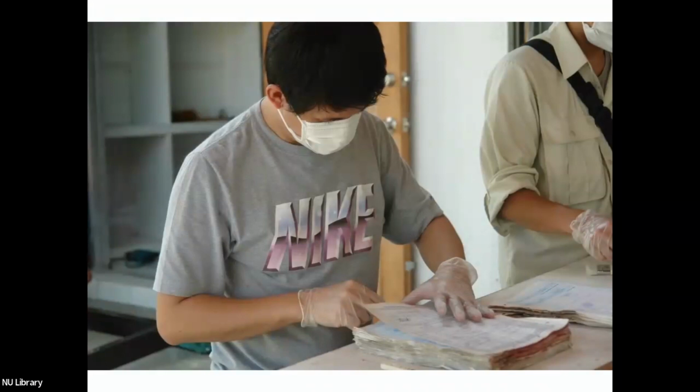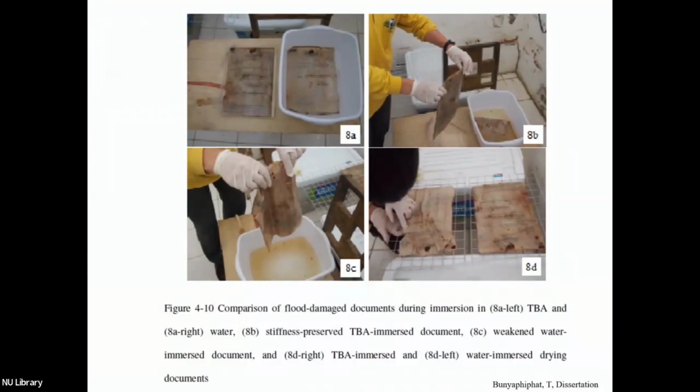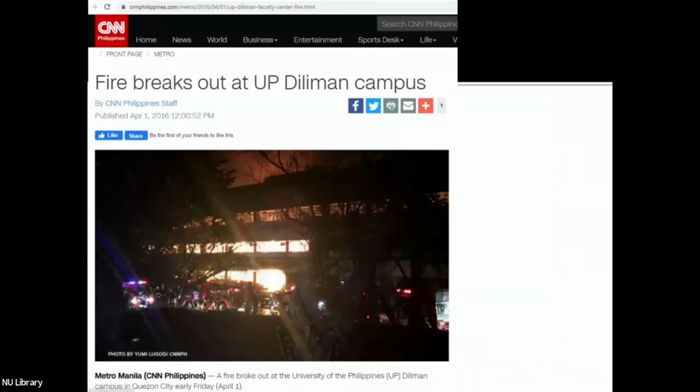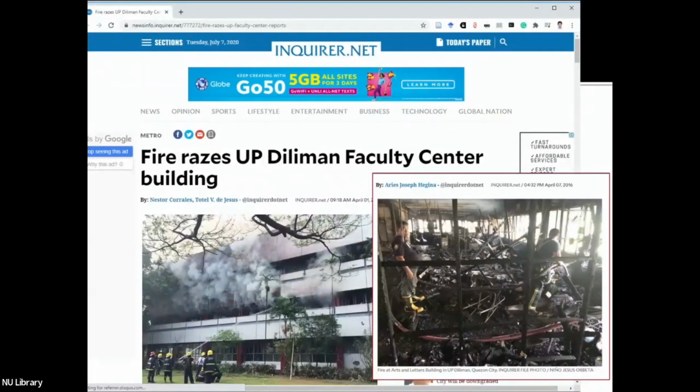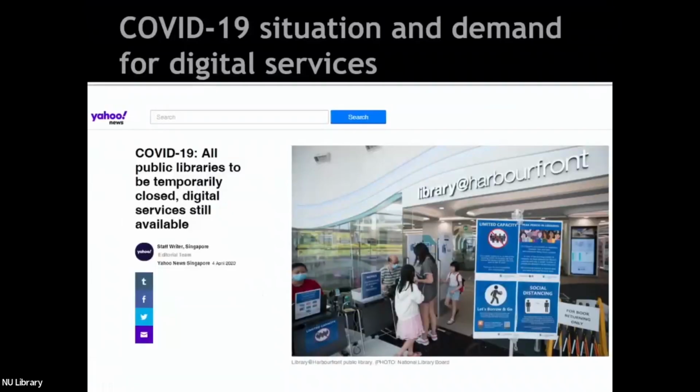And these are what happened to the documents and records, and we did some experiments there, even the ink blottings and stamped inks. Also, there was a fire at the faculty center at UP Diliman campus, the College of Arts and Letters, and most of their manuscripts, memorabilia, and signed books were lost. And now another disaster is COVID-19, and COVID-19 demanded digital services.